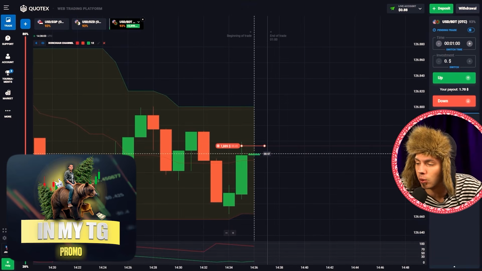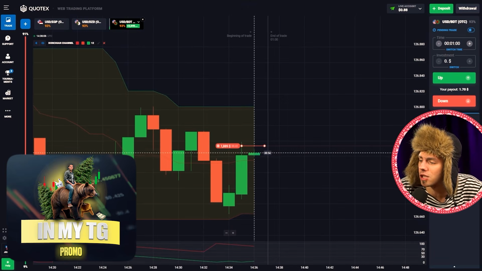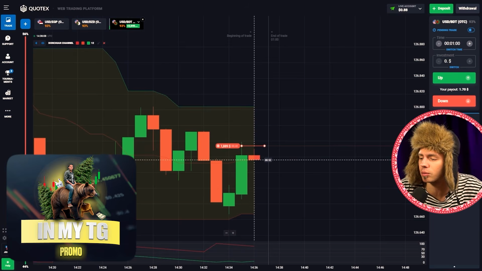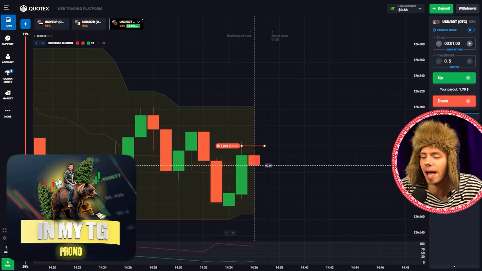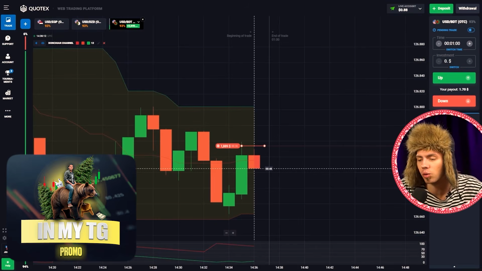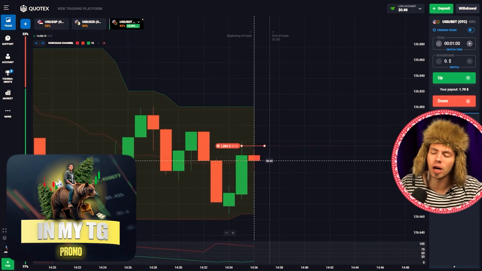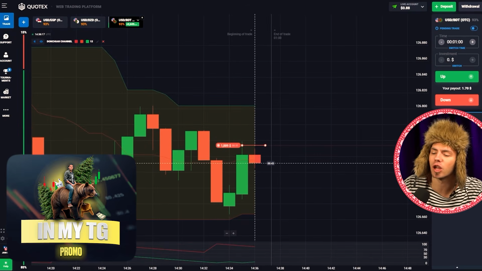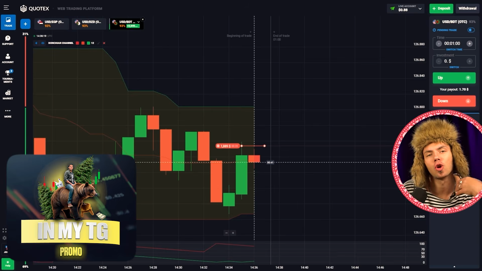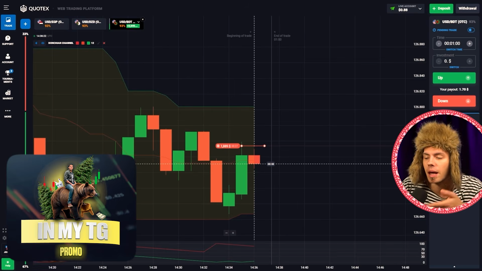So we observe a pullback at the moment. In such a case, there is a downward movement as a rule. So we got the short option. The price tried to break out of this middle line and then go up, you could think, but no.